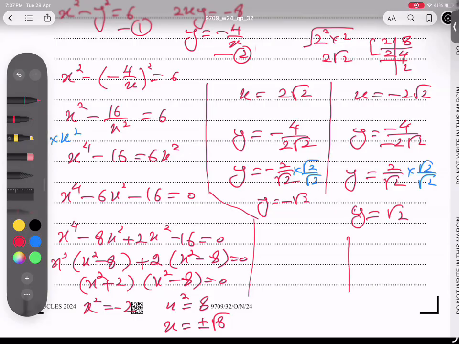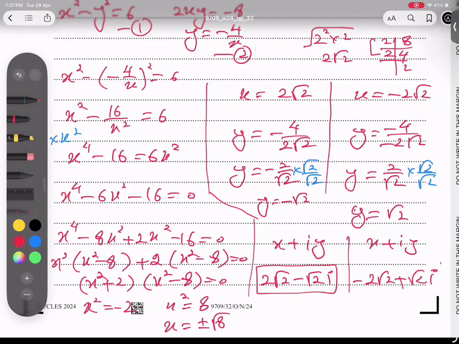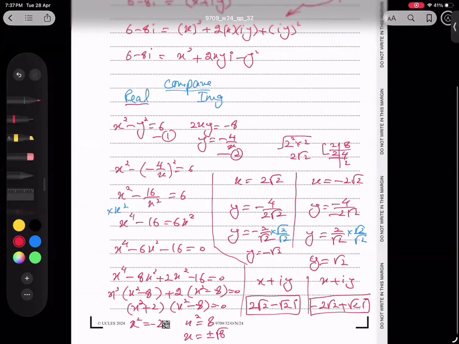Now I'm writing the final answer. X is this and y is this. How to write it? Because the formula is x plus iota y. X is 2 root 2 and y is negative root 2, so 2 root 2 minus root 2 iota. I think this part is very clear. Second answer, students, I'm plugging this value here, so I'm getting negative 2 root 2 plus root 2 iota. I hope the point is very clear, and we got two roots. I hope the concept is completely clear.